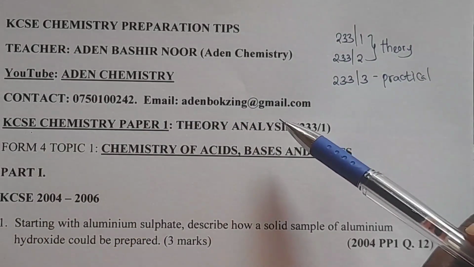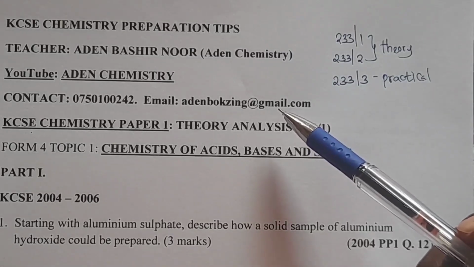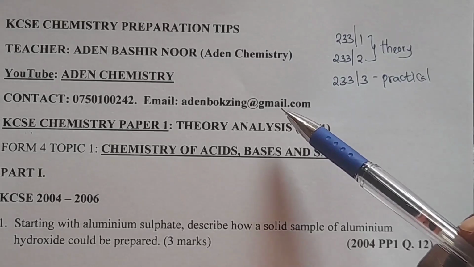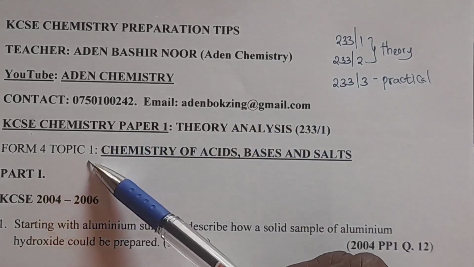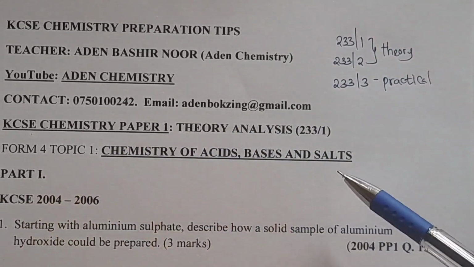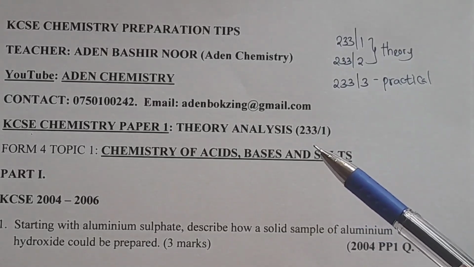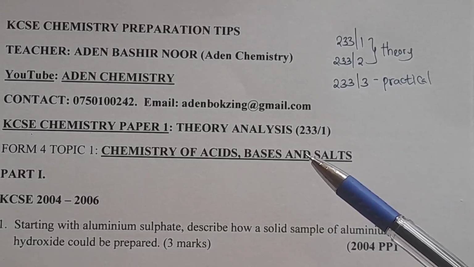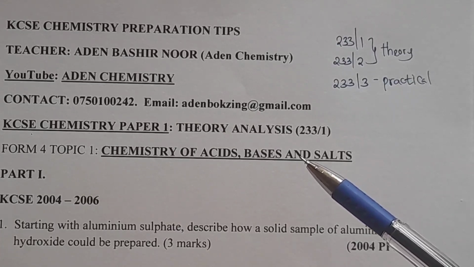The topics that are tested in chemistry paper 1 are all the topics of the entire chemistry syllabus. We are going to start with Form 4, that's topic 1. The topic name is Chemistry of Acids, Bases, and Salts. Learners, all the topics taught in the chemistry syllabus are tested in chemistry paper 1. But again, you are supposed to know that all the chapters of Form 4 are tested in chemistry paper 1.